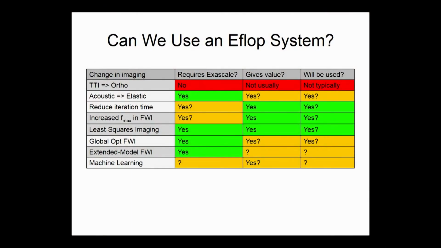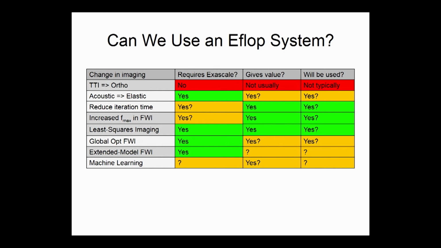The acoustic to elastic certainly could use up the extra cycles between where we are now and an Exaflop. It probably is going to give some value, but is it going to be enough to actually support the usage of this routinely? As you can see, we colored that yellow with a question mark. We're not really sure. It'd be interesting to see what other people have opinions on that and some of these other technologies or approaches.